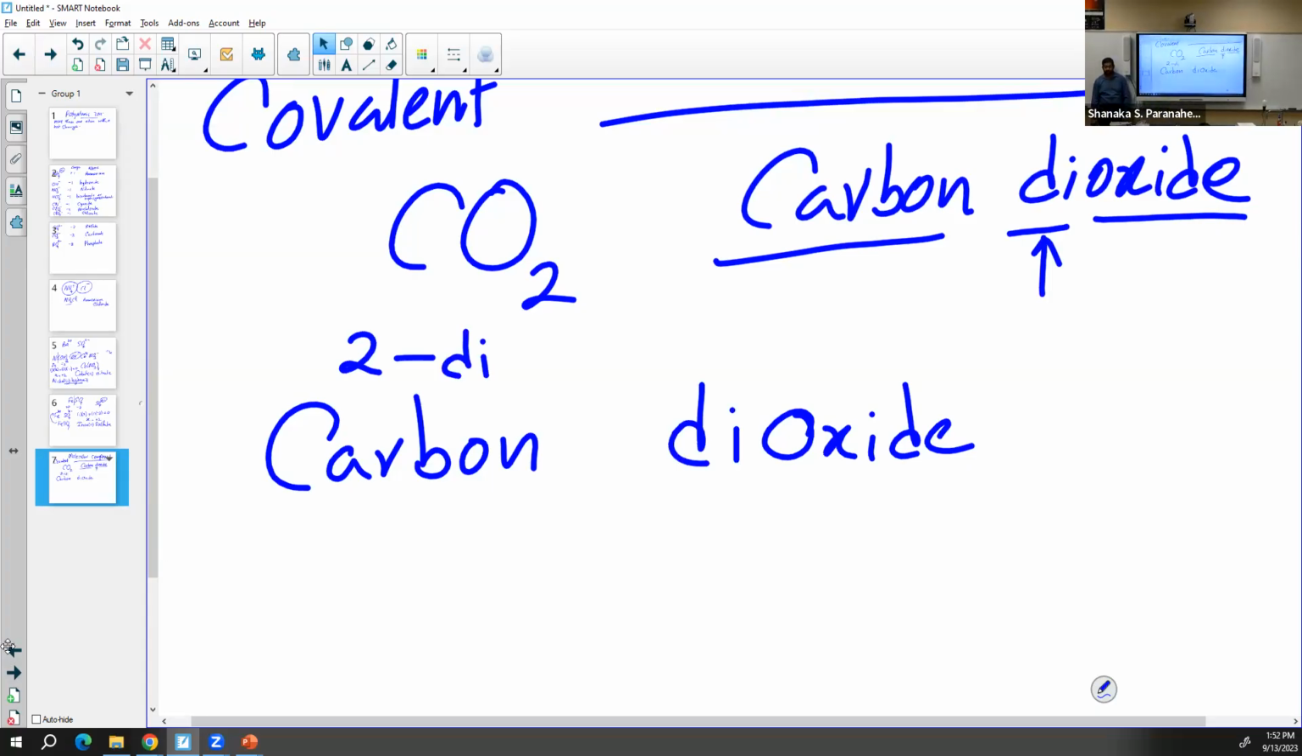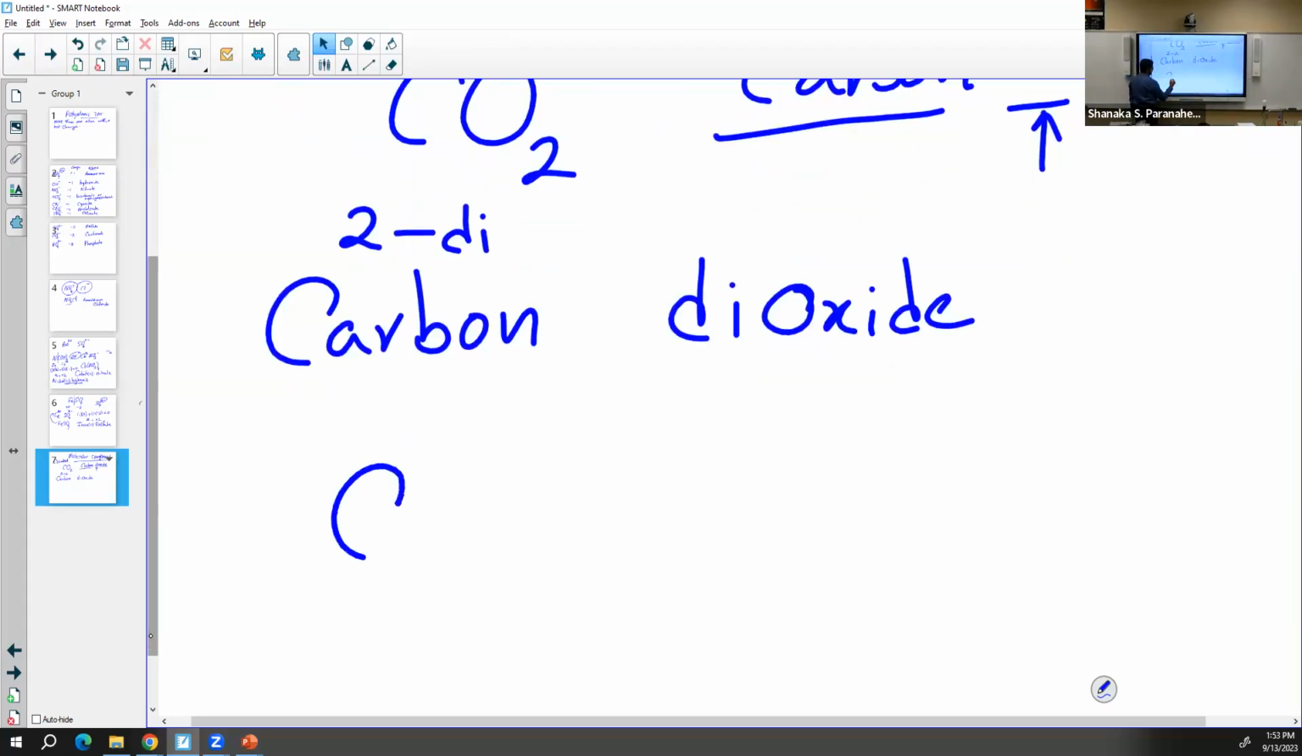So normally if it is 1, we don't use that prefix. Okay, so 1 carbon, we don't use the prefix for 1. If there's a subscript value, if it is more than 1 atom, which means that if there's a subscript, we are going to use the prefix for that particular subscript in the name. Okay. So, but there's one exception, and that exception is this molecule.